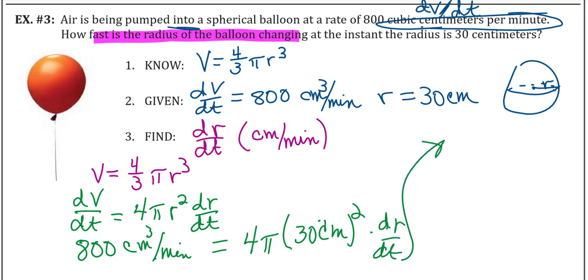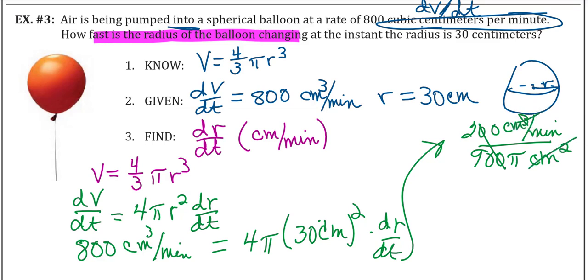So what we're going to do then is divide 800 cubic centimeters per minute by 900 pi. Let me just do a little quick math here, because I can divide out the 4s into the 800. So I'm going to have 200 cubic centimeters over 30 squared, which is 900 pi, and that's going to be centimeters squared. Okay, now if you notice, the hundreds will cancel, and the centimeters cubed will cancel with the centimeters squared, so I'm going to be left with centimeters per minute. So I'm going to be left with 2 over 9 pi centimeters per minute is going to be dr/dt.